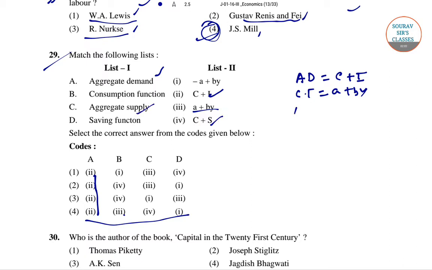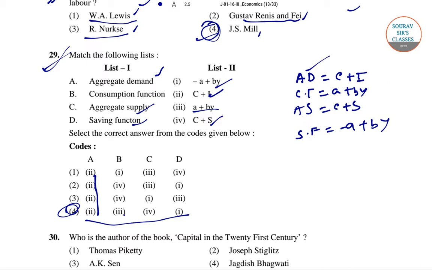C plus S, and the saving function is equal to minus A plus BY. So for this we know the right answer will be option 4. For question number 29 the right answer would be option 4.